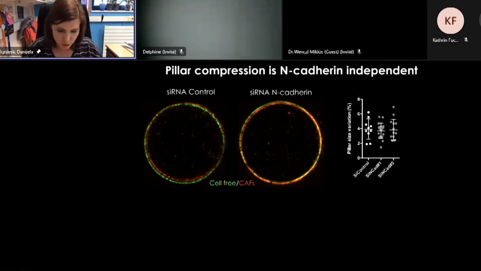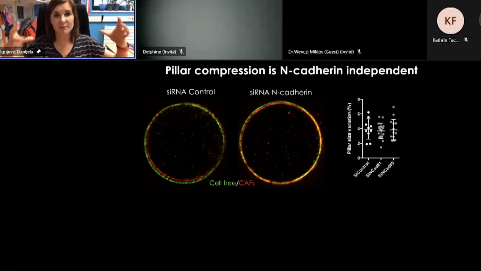And the final question we ask is how the fibroblasts do this. Those pillars or cancer cell islets are giant, much bigger than a single fibroblast. So in order to compress, the fibroblasts need to be connected to each other. And one obvious possibility would be that they are connected with cadherins, and N-cadherin would be the first candidate.